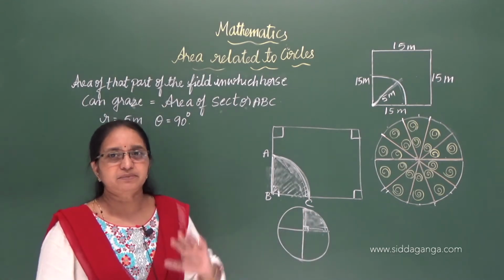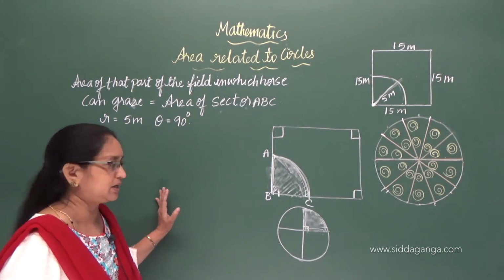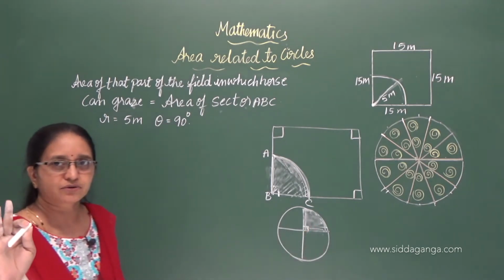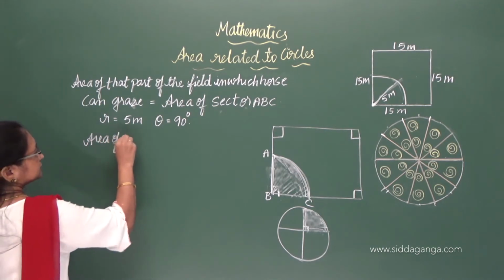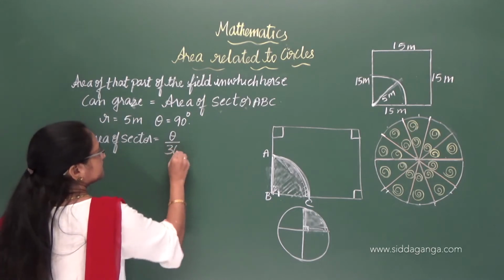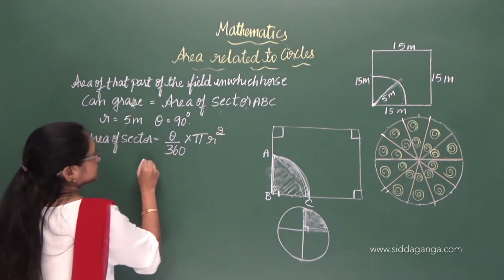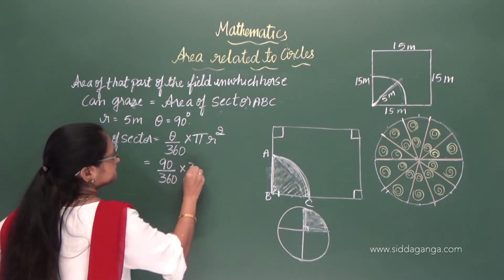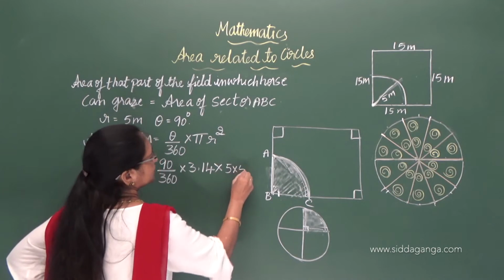The other method is applying the formula. I am going to apply the formula. So you can find it like this also, by finding the area of the quadrant. Now area of sector is equal to, you all know the formula, 90 by 360 into pi r square, and here also they have asked you to use 3.14 into 5 into 5.